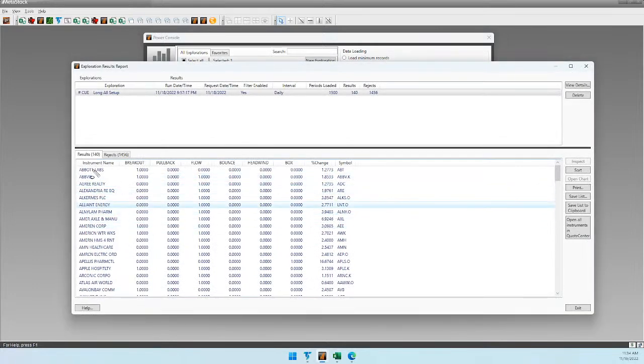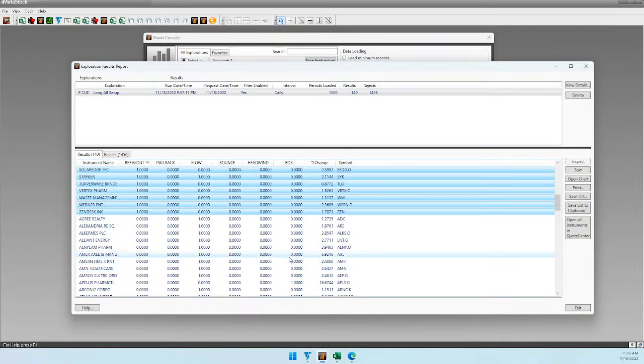This is how the report looks. The instrument name and symbol are here, and then the different Q trade setups: breakout, pullback, trend following flow, bounce, headwind reversal, and box sideways setups. You will find a 1 if a possible setup is there, 0 if there is no trade setup. Let's look at the breakouts. All the rows that have 1, I selected the first row and then shift clicked on the last row with 1 under the breakout column. So these are all having breakouts.